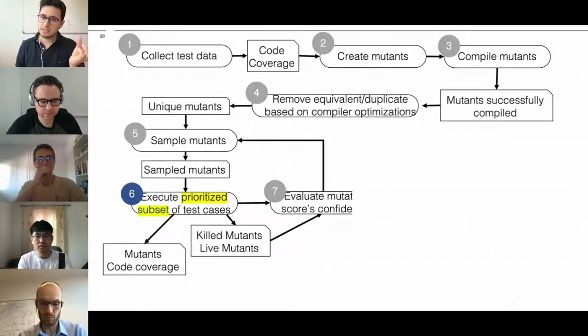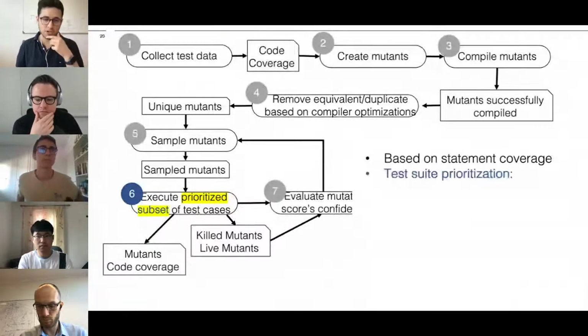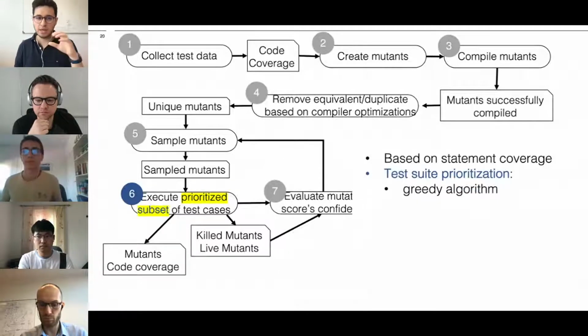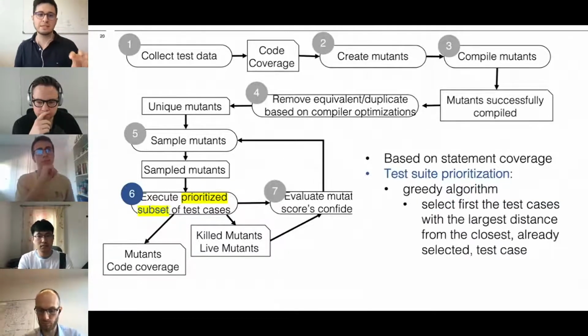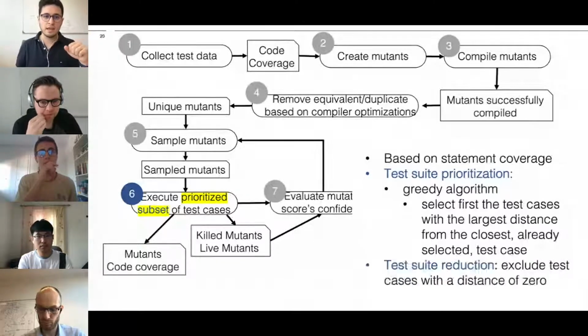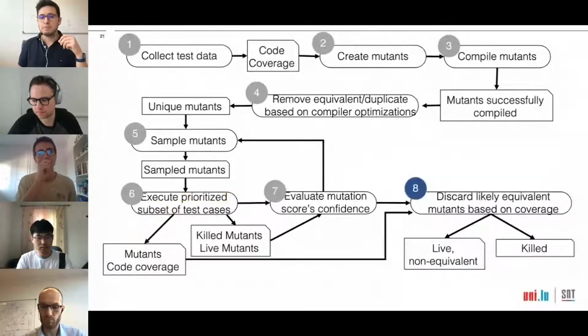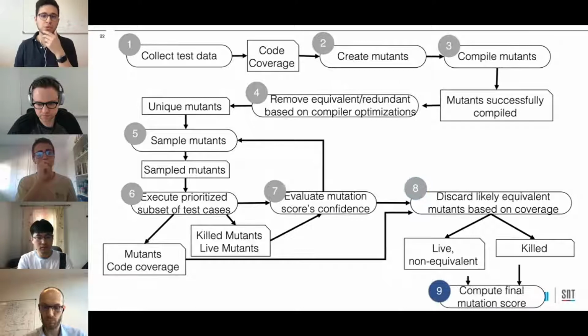And then in step 6, we execute a reduced and prioritized set of test cases. For test suite prioritization, we rely on state coverage information. Basically, we have a greedy algorithm that selects first the test cases with the largest distance from the closest already selected test case. For reduction of the test suite, we exclude test cases with a distance of 0. In step number 8, we discard all likely equivalent mutants by disregarding those live mutants that do not show a difference in code coverage with respect to the original program, and then we compute the final mutation score.